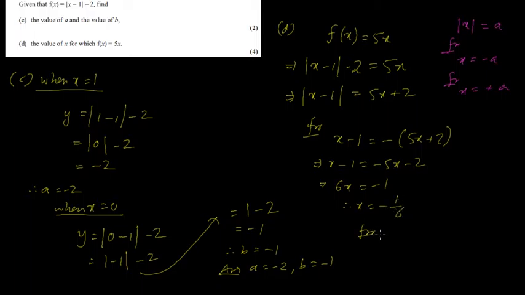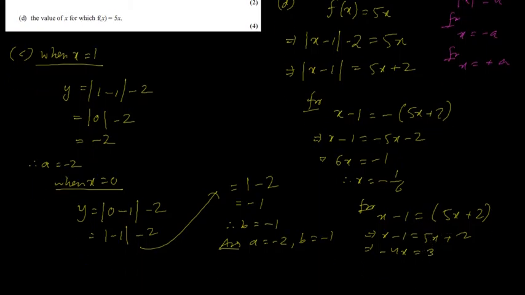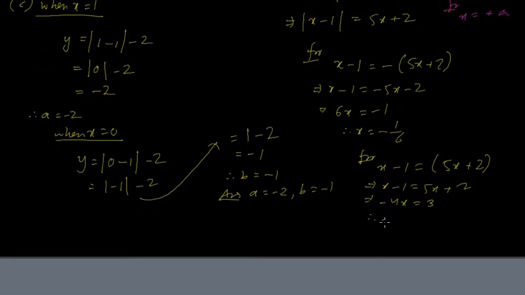Then you write for x minus 1. Now this time it will be positive because we took negative first, then we have to take positive. So it will be plus (5x plus 2). So it would be x minus 1 equals 5x plus 2. So x minus 5x is minus 4x equals 2 plus 1, which is 3. So this would be x equals 3 by minus 4.